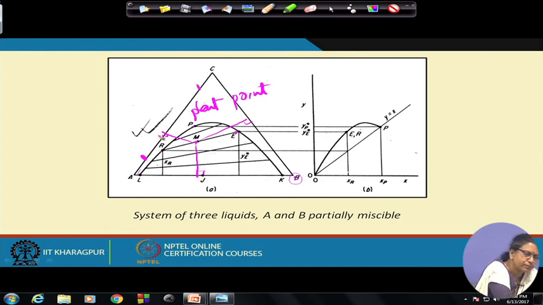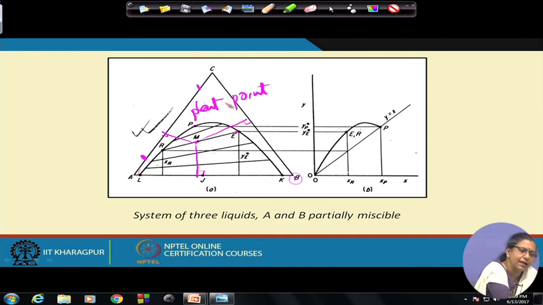So, these three sum up to 100%, and the perpendicular distance dropped from M on AC represents the mole fraction of B. The perpendicular dropped from M on BC represents the mole fraction of A, and the perpendicular from M on AB represents the mole fraction of C. So, accordingly, by this process we can find out, for any particular point inside the triangle, the composition of the liquid mixture corresponding to that point.